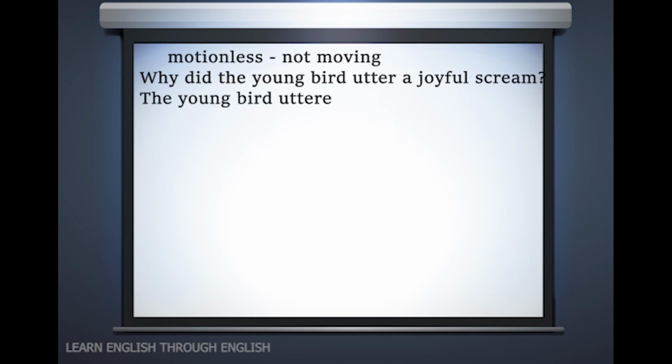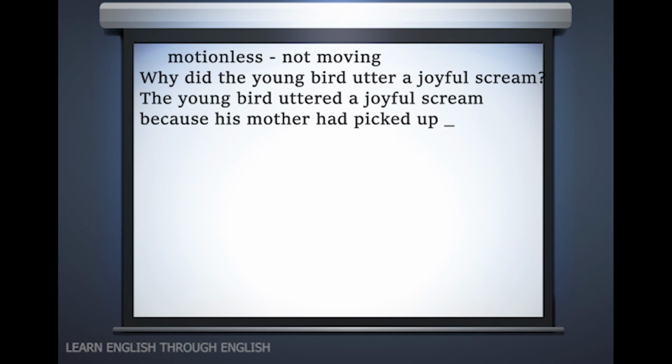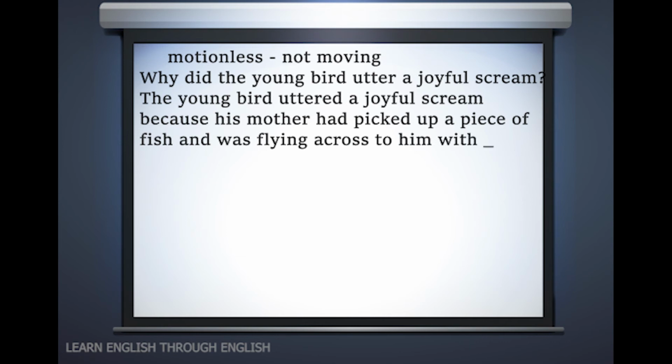The young bird uttered a joyful scream because his mother had picked up a piece of fish and was flying across to him with it.